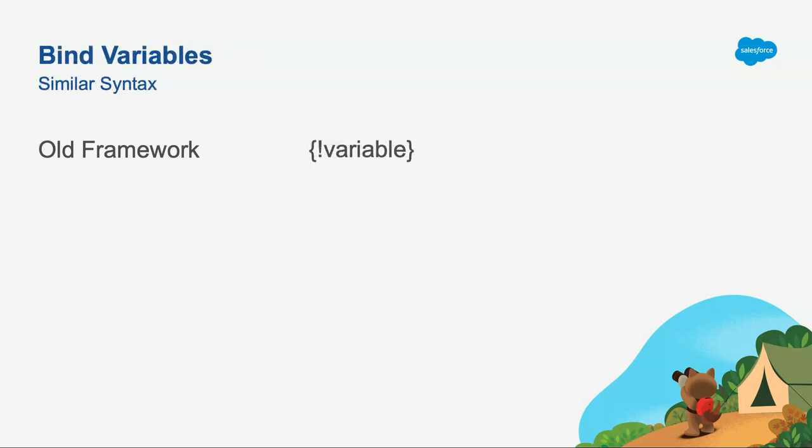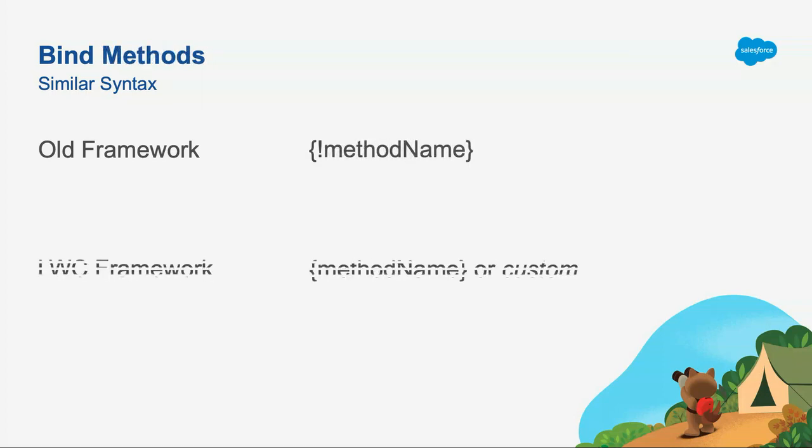Bind variables, those aren't really changing at all. We're taking away the exclamation point, but it's exactly the same otherwise. Curly bracket variable name. We can call our variable in our controller. Methods, pretty much the same thing. Again, we're taking away the exclamation point, curly bracket method name, if we're in our UI going to our JavaScript controller. We're also going to be able to bring in Apex controllers and give them custom names, and we'll see a demo of that in a little bit.